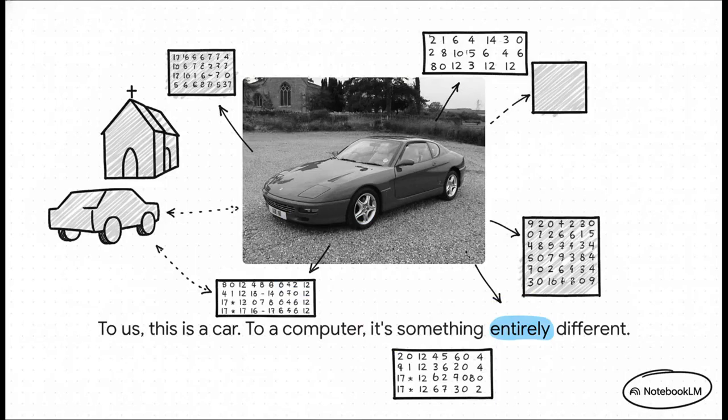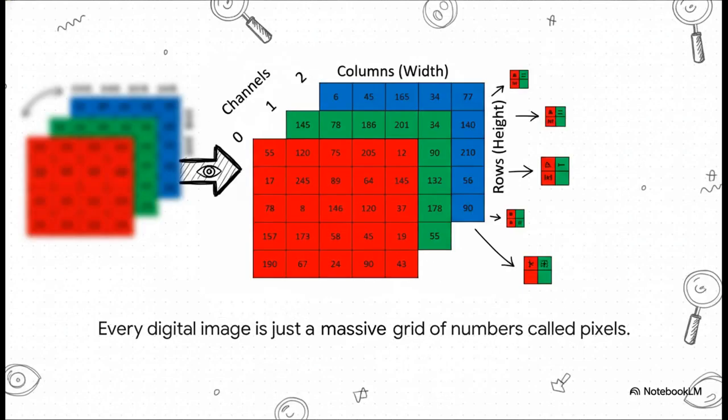Okay, let's use this picture as our example for today. It looks like a pretty normal photo, right? But here's the thing. To a computer, this isn't a car. It's not a church, it's not a gravel road, it's just data. A huge organized pile of numbers. And here's what that data actually looks like.